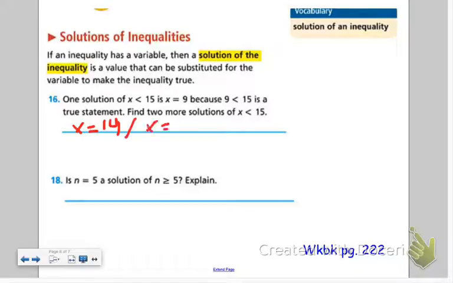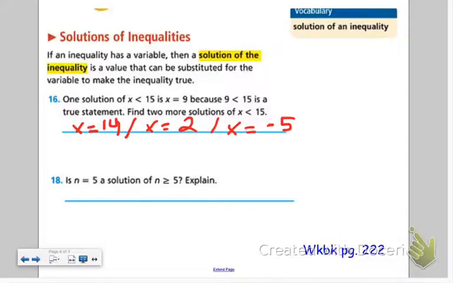Maybe x is equal to 2, right? 2 is less than 15. You don't have to use my numbers. You can use any numbers you want. As long as they're less than 15, then they are possible solutions. You can even go into the negatives. You could say x is equal to -5, because -5 is less than 15. So these are all possible solutions.